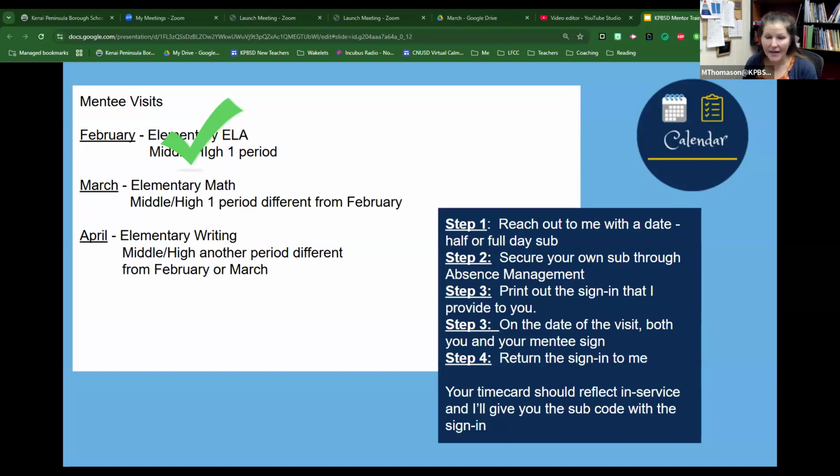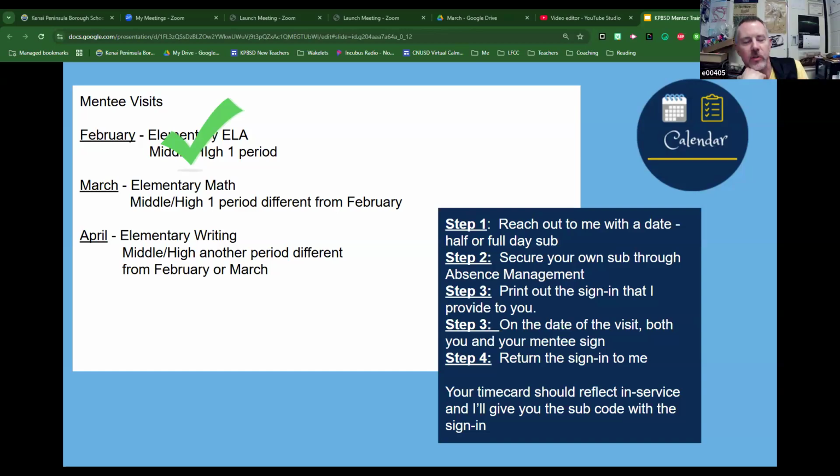Now, remember that there is the opportunity to get a sub if you want to be out of the classroom, but it looks different for every mentor. Some of you like to just go in on your planning period, or you can get the sub. So just know that there is a process. If you want to get a sub, you just reach out to me and I will make sure that there's the paperwork trail for you to get a sub so that you can be out of your classroom to see your mentee. If we're just doing it during a prep hour, do we need to do anything at all?